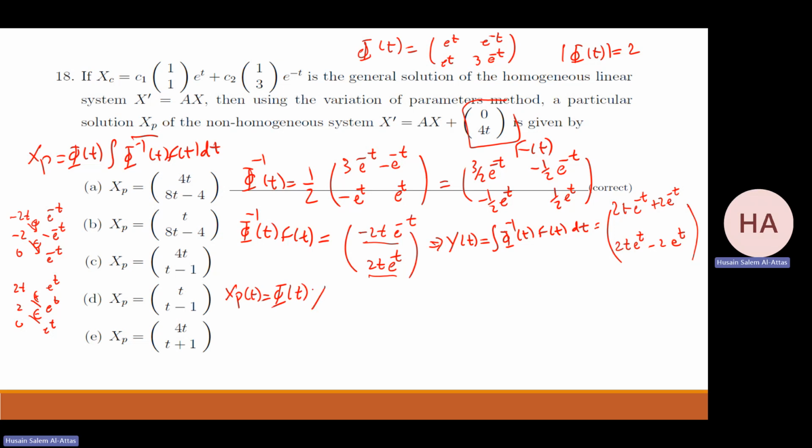Yeah. Now my xp should be what? Phi of t times y of t. Okay. This is phi of t. Yeah. Do the multiplication, see what will happen. This times this, you have what? 2t plus 2. Then this times this, plus 2t minus 2. Good. Then I have 2t, and this times this, 2t plus 2 again. Then plus 6t minus 6. Yeah. So that will be what? 4t, this is 8t minus 4, which is this one. Good.